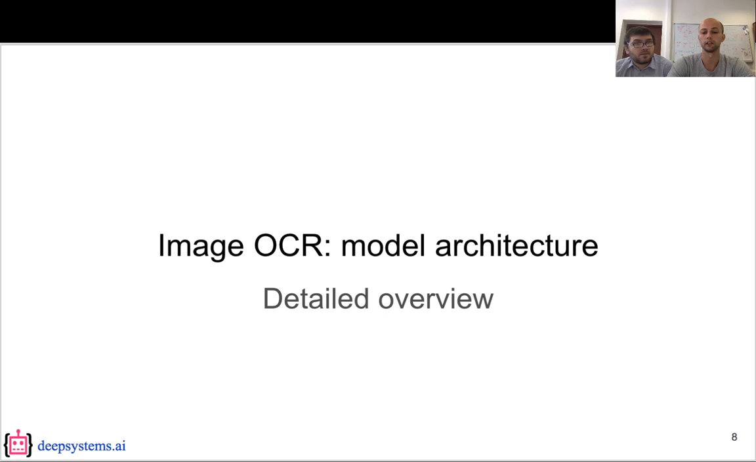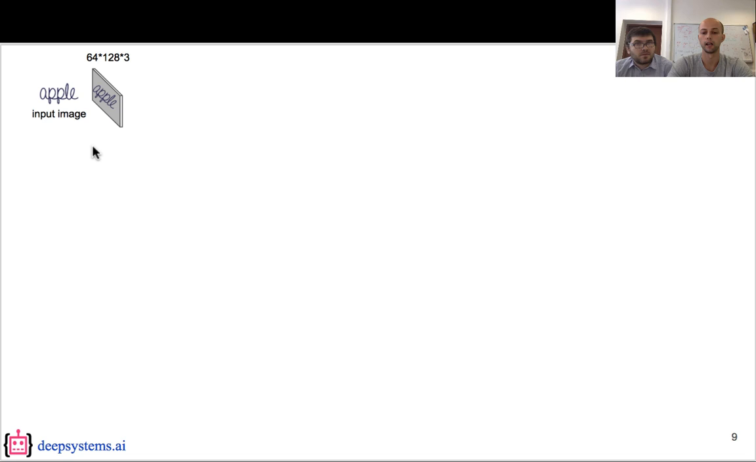Image has the following shape: height equals to 64, width equals to 128, and number of channels equals to 3. As you have seen before, we feed this image to convolutional neural network feature extractor and it produces tensor with such shape. We put image apple to the feature tensor so you can understand how to interpret it. Height equals to 4, width equals to 8, these are spatial dimensions, and number of channels equals to 4. Thus, we transform input image with 3 channels to 4-channel tensor.